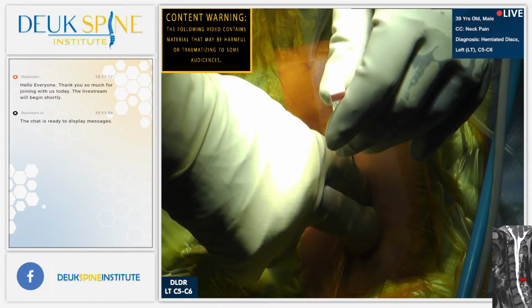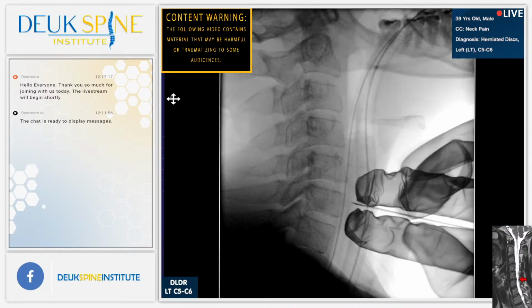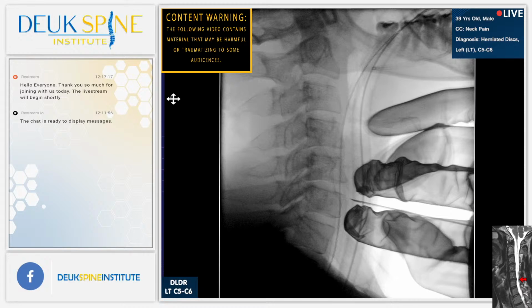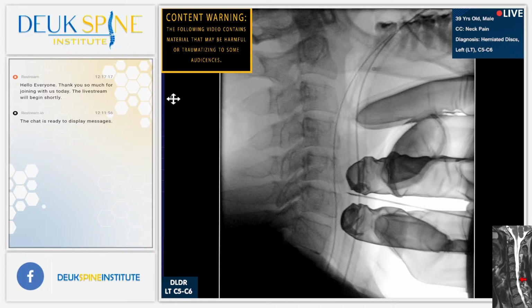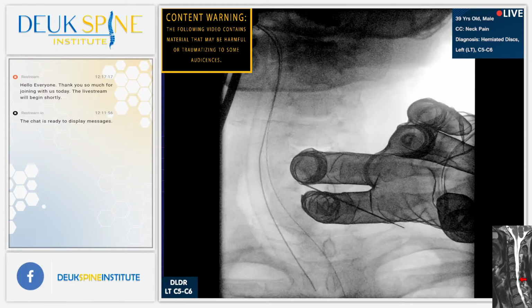2, 3, 4, 5, 6. I'm just below 5-6. I'll move up just a little more. And there we go. Now, if our patient was awake, he would never tolerate what I'm doing. He would literally be fighting me. Shot. Perfect. 2, 3, 4, 5, 6. AP. So we have to intubate the patient so we can relax the muscles.